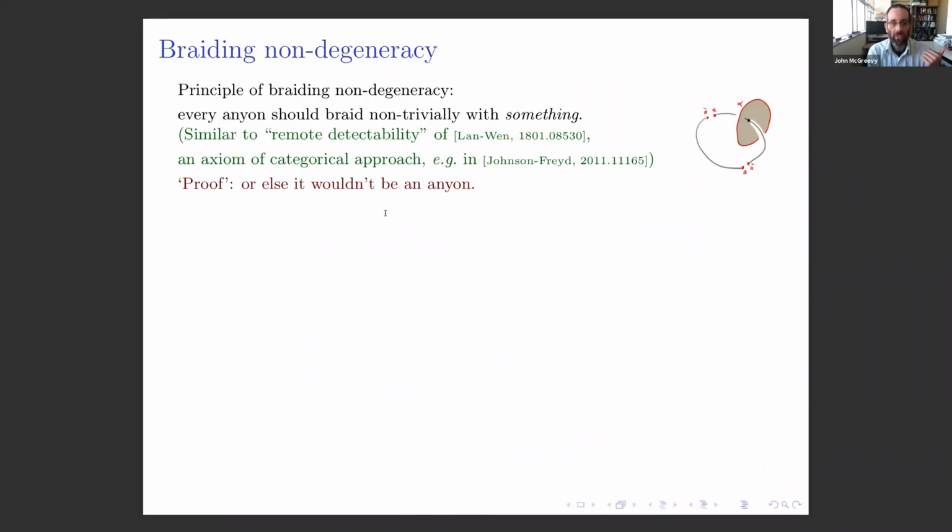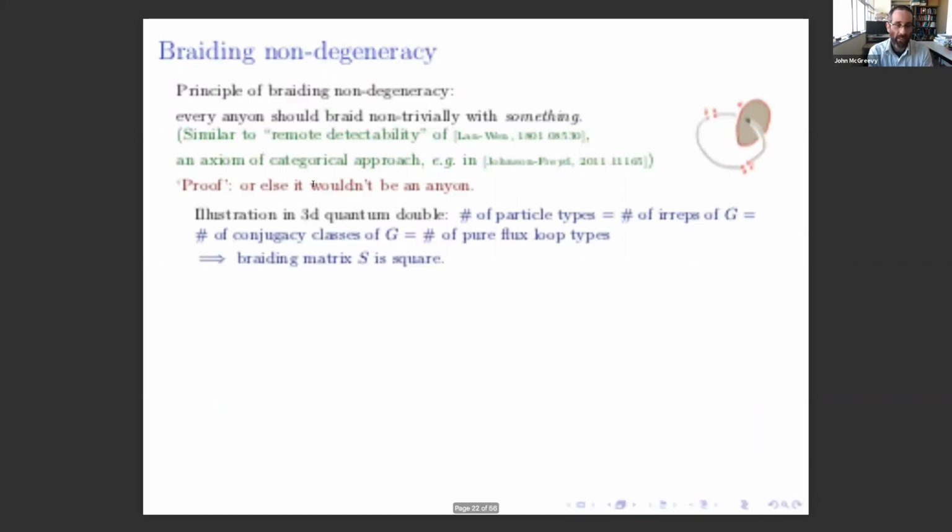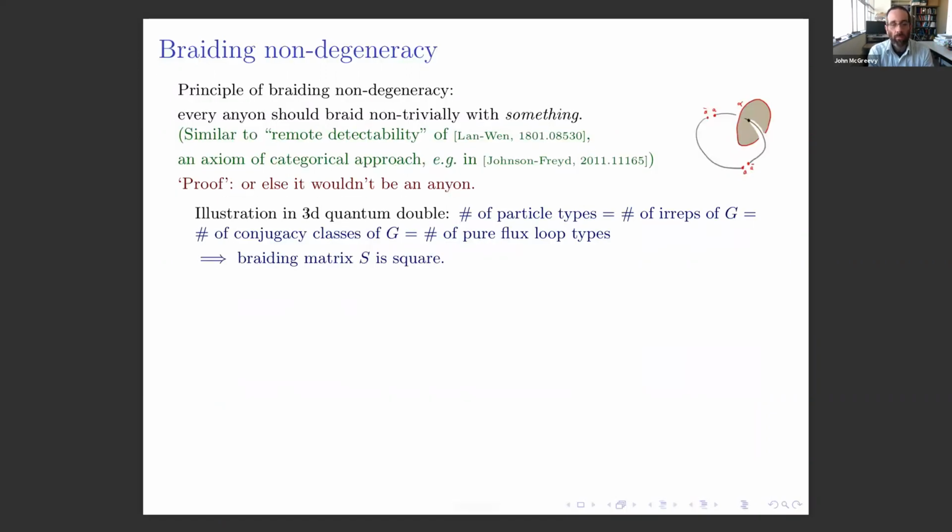The idea of braiding non-degeneracy is very simple. It's that every anyon should braid with something. The idea is that it should be detectable from far away because otherwise it wouldn't be an anyon, right? That's the simple idea. An illustration of this possibility in the 3D quantum double is that the number of particle types, that is the number of irreducible representations of G, you all know is the same as the number of conjugacy classes of G, which is the number of these pure flux loop excitations. And so the braiding matrix between these excitations is at least square.